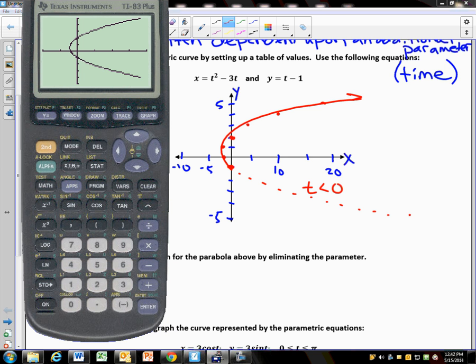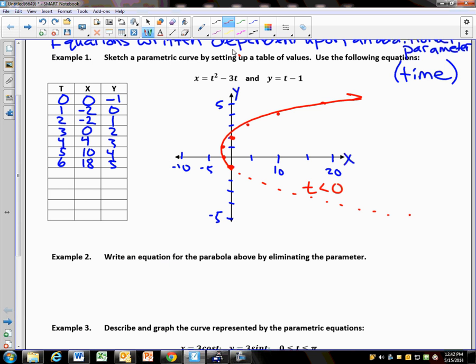Okay? So as you've learned functions, only one output for every input, or every input corresponds to exactly one output. But look at this. X equals t squared minus 3t. That is a function, okay? X is a function of t. And y is a function of t. So that's a way to get around the function need for your calculator.